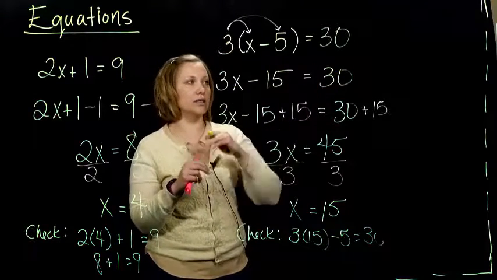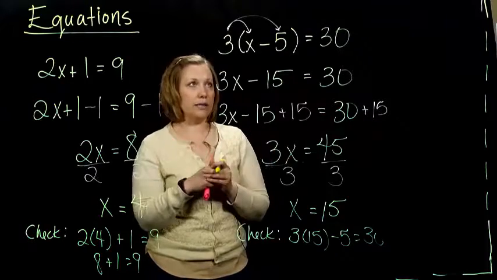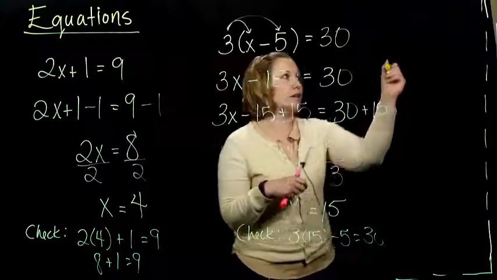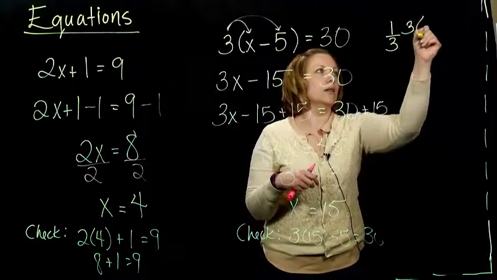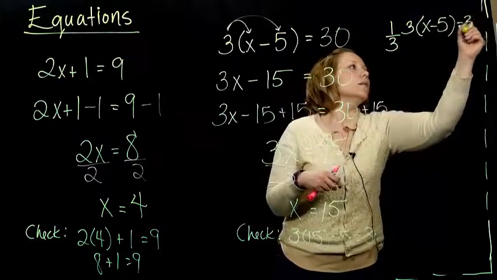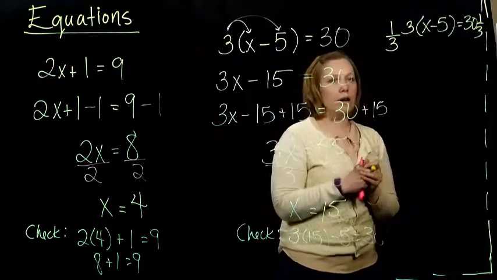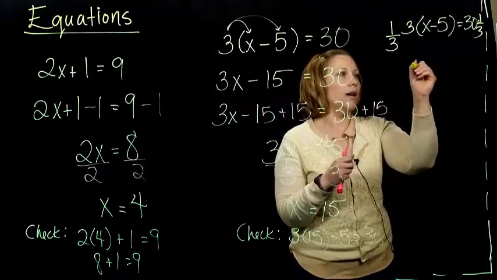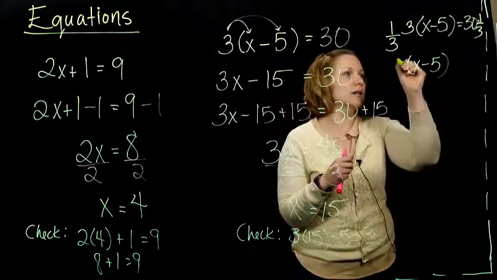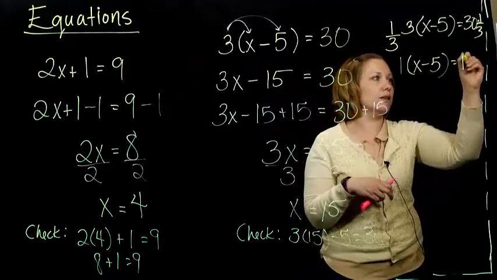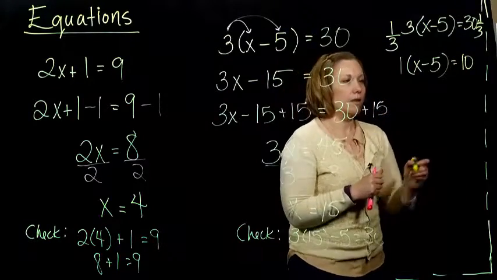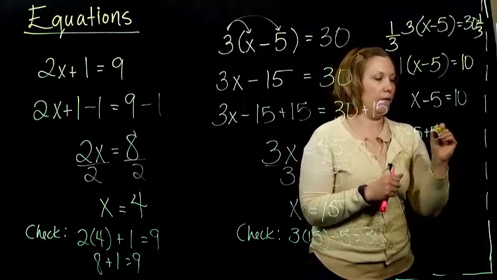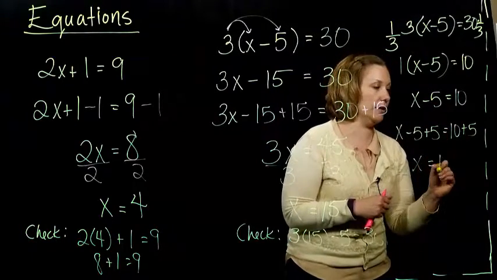And so the rules say I can multiply or divide by whatever I want on both sides. So something we could have done here, instead of distributing the 3, we could have multiplied by 1/3. And gee, why would you want to do that? Well, what happens when you multiply 3 by 1/3? You just get 1. And so what we're left with is just 1x minus 5. And 30 times a third gives me 10. You can think of it as 30 divided by 3. Well, this becomes x minus 5 equals 10. And now I could just add 5 to both sides. And look at that. We got exactly the same answer.